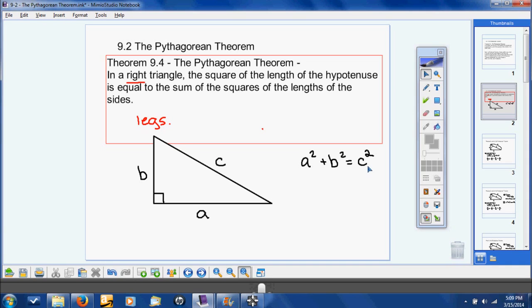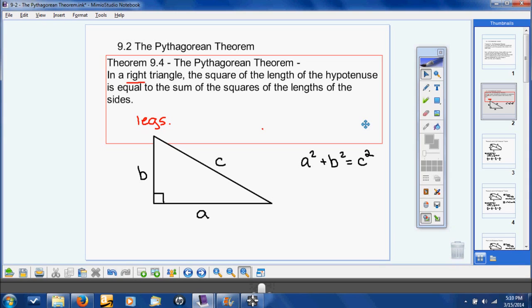As a matter of fact, when I get back, there's a fun little song, YouTube video that you can take a look at that will make it so that it's impossible for you to forget. It is very catchy, and you will remember that A squared plus B squared equals C squared without any problem. Okay, so in a right triangle, A squared plus B squared equals C squared. Very, very, very important theorem.